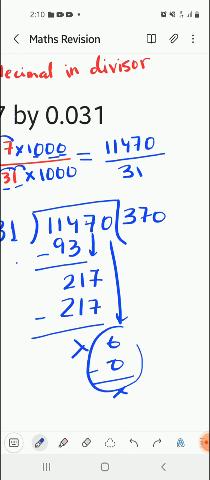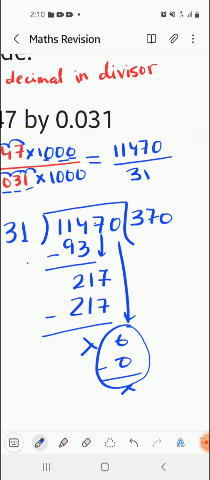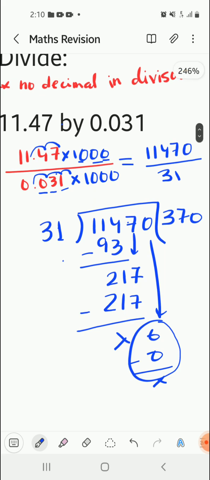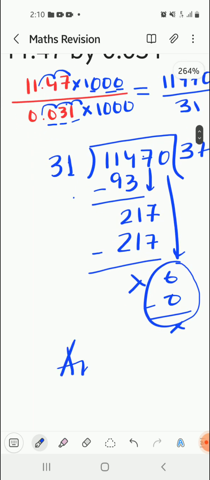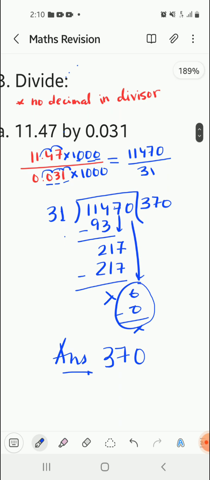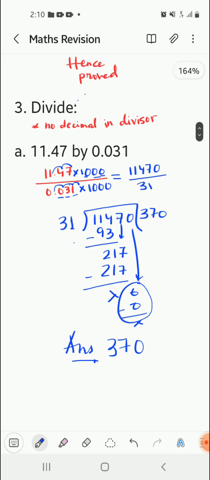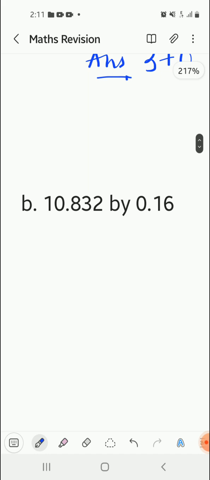Always remember, when you've got the 0, you have to multiply the number with 0 and end it. You can't leave it this way because there is 0 remainder. You have to cancel it out. So that's why the answer is 370. So we're going to write the answer is 370. No decimal places at all. Moving on to the next question. We've got 10.832 by 0.16.